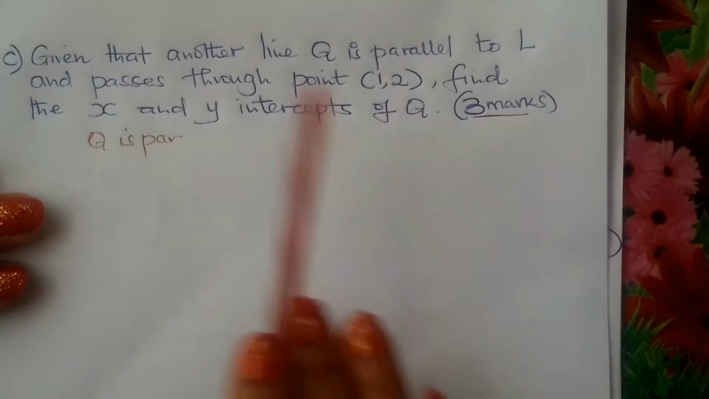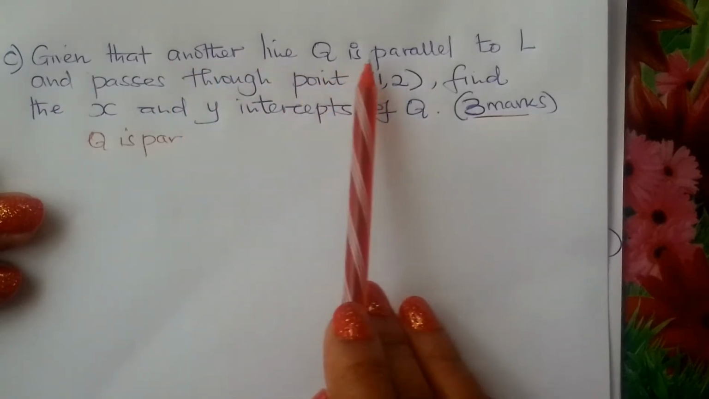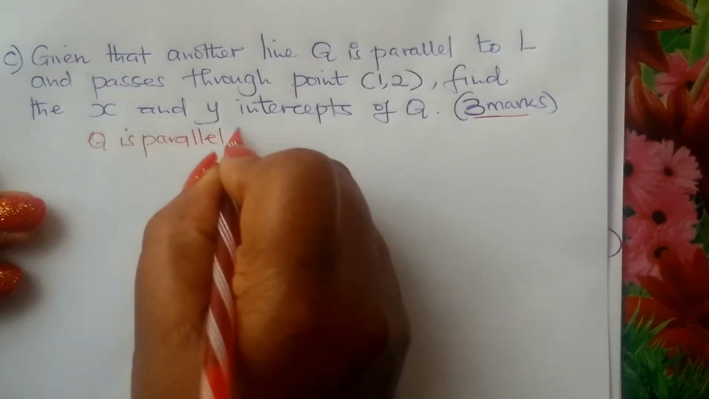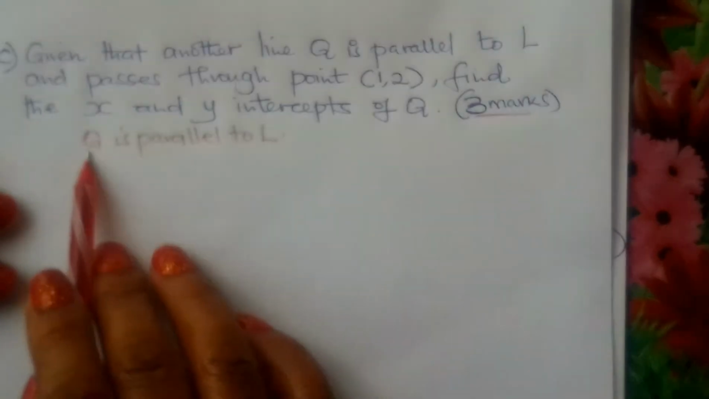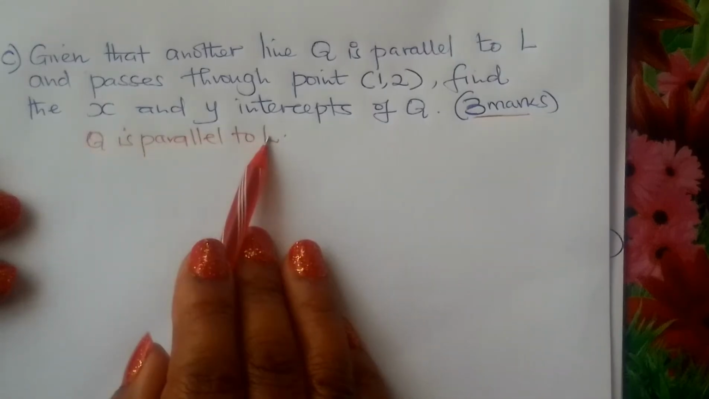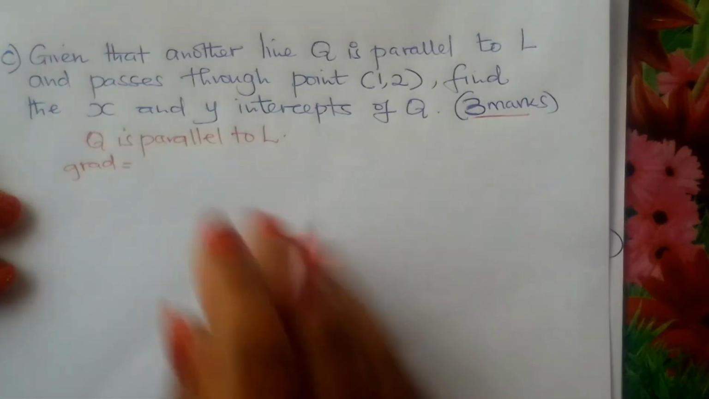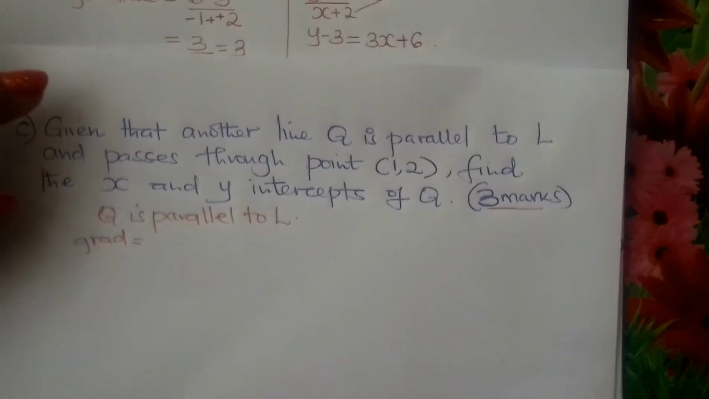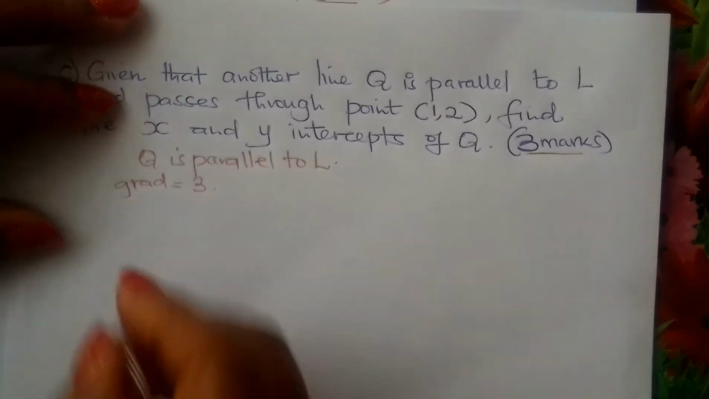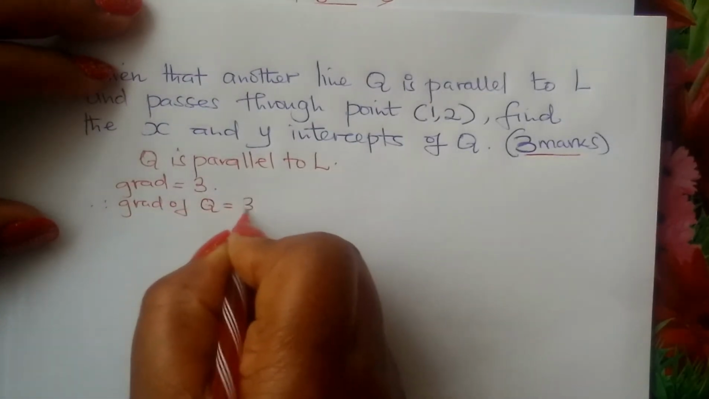So learner, you are told to find the x and the y-intercepts of Q. And you are told that Q is parallel to L. We write that Q is parallel to L. What does this mean? This means that their gradients are equal, gradients of parallel lines are equal. So what was the gradient for L? Gradient for L from part A, learner, it was 3. So we come and write it here, and therefore the gradient of line Q is also 3.